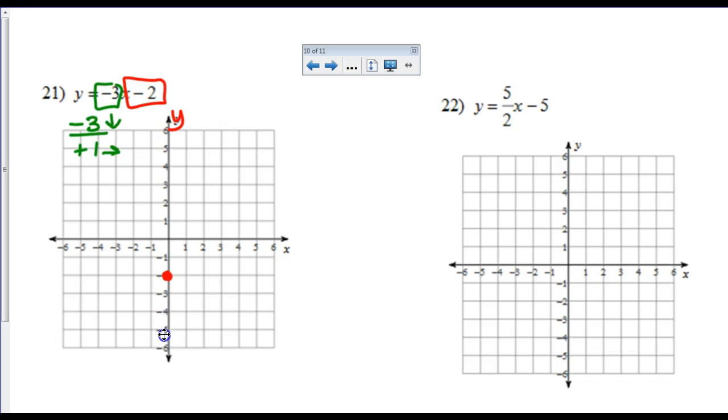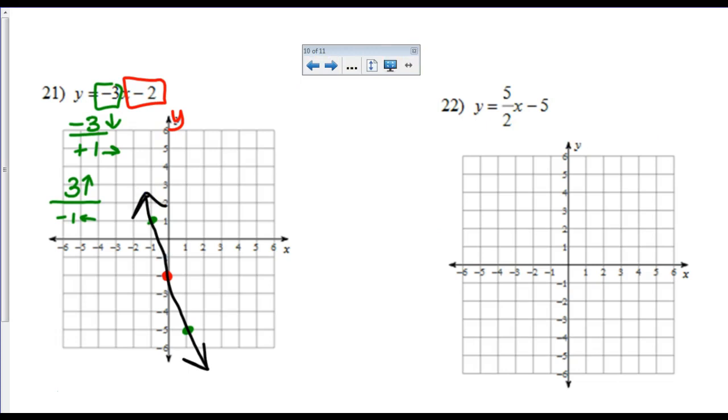So down 1, 2, 3, and then right 1 unit. Could also move up 3 units if I went left 1 unit. 1, 2, 3, left 1. Creates the same line. Now, if only I could graph a line. Okay. Make sure you draw your line in with arrows on the end.